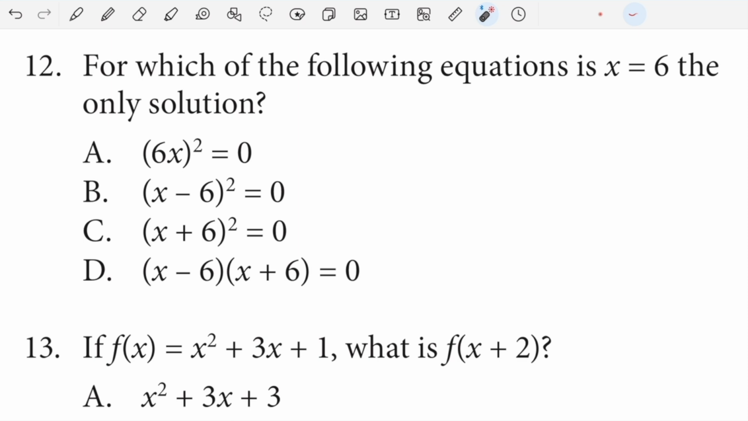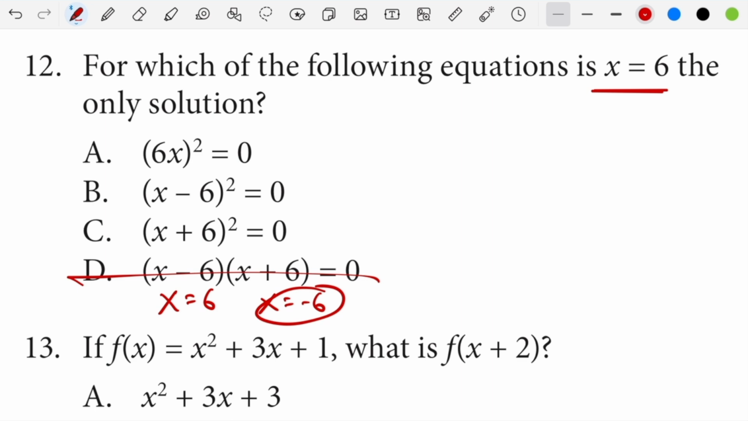So the question is, for which of the following equations is x equals 6 the only solution? So basically you have to solve each one of them, guys, and see which one has 6 as an answer. Now, real quick, if you notice, you have two factors here. So when you make this equal to 0, my value of x is going to be the opposite of the sign. So my answer here is going to be x equals 6, and for this parenthesis it's going to be x equals negative 6. They're saying the only solution, this one has a negative 6, doesn't work.